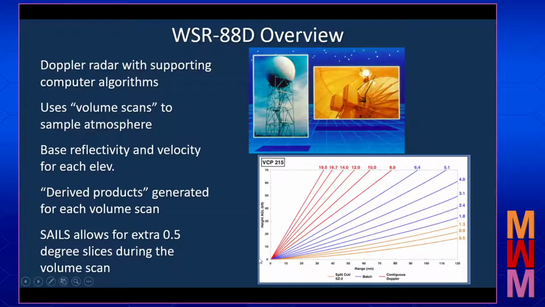minutes or so. But there was a recent upgrade to the WSR-88D called SAILS, which will basically stop the volume scan, maybe a third or halfway through, come back down and do an extra low-level slice, and then resume the rest of the volume scan. And this gives, instead of maybe every 5 or 6 minutes, maybe every 2-minute or so low-level slices. And that can be very important when severe storms are coming through.